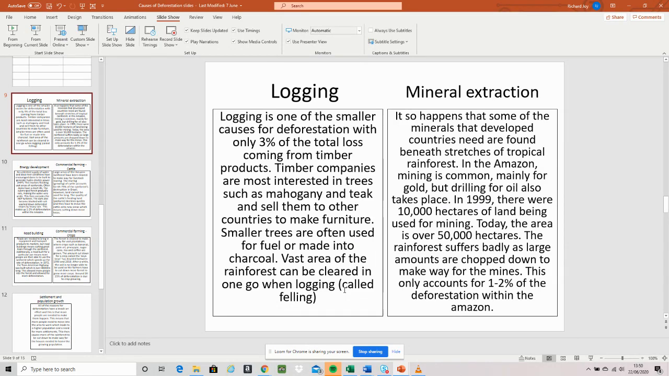When you think about it, it makes perfect sense, because we're going to want to keep going back, generation after generation, to be able to find these trees to be able to continue to make furniture. But it hasn't been happening that way.